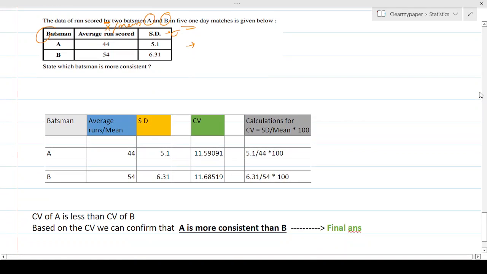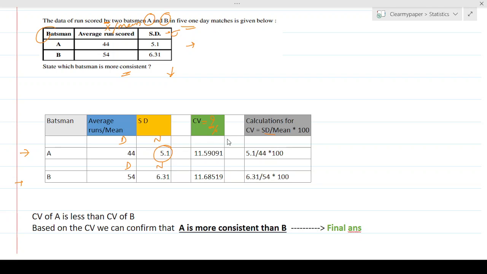Similarly, I'm drawing a table, putting it in row format, same A and B, and we have to find the CV value, because we have to find which player is more consistent. The lower the CV for a player, the better the consistency, and the calculation is simple, the ratio of SD over mean. So this is the numerator and this is the denominator. I've taken the values, and here I get the values in terms of percentage.